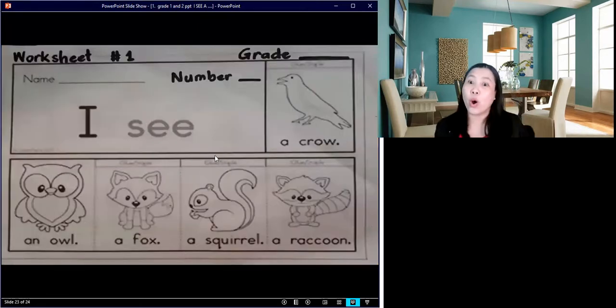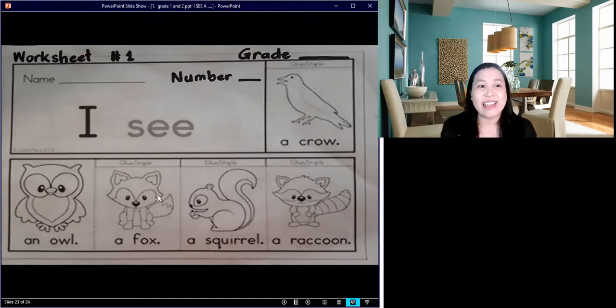Now, for your homework, you're going to answer worksheet number 1. Write your name and your number here, okay? And then read. For homework, you're going to read the sentences. Example, I see a crow. I see an owl. I see a fox. I see a squirrel. I see a raccoon. Okay? That's your homework, kids.